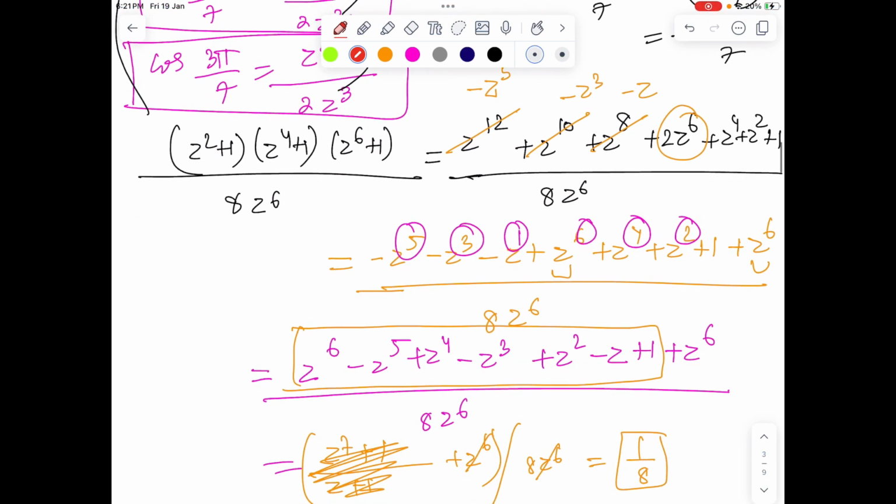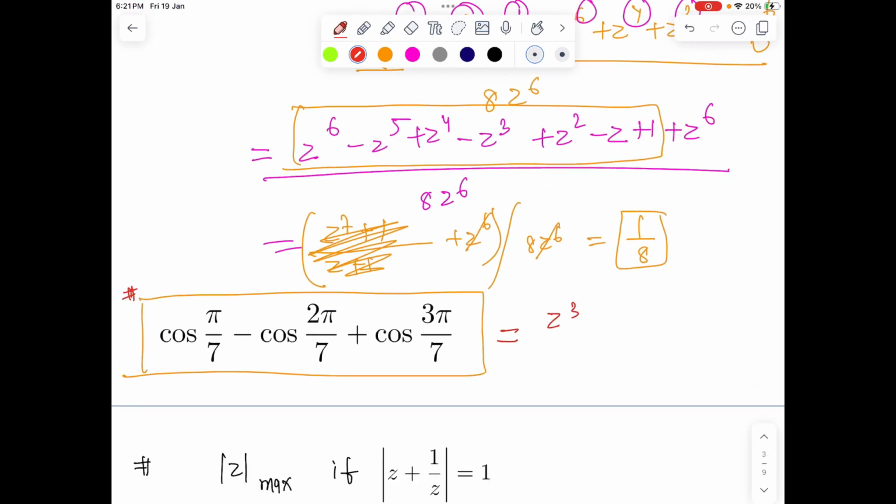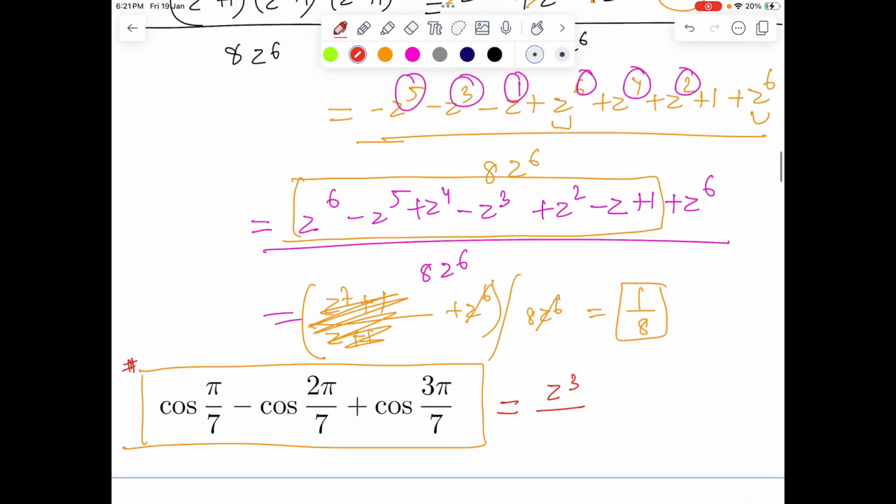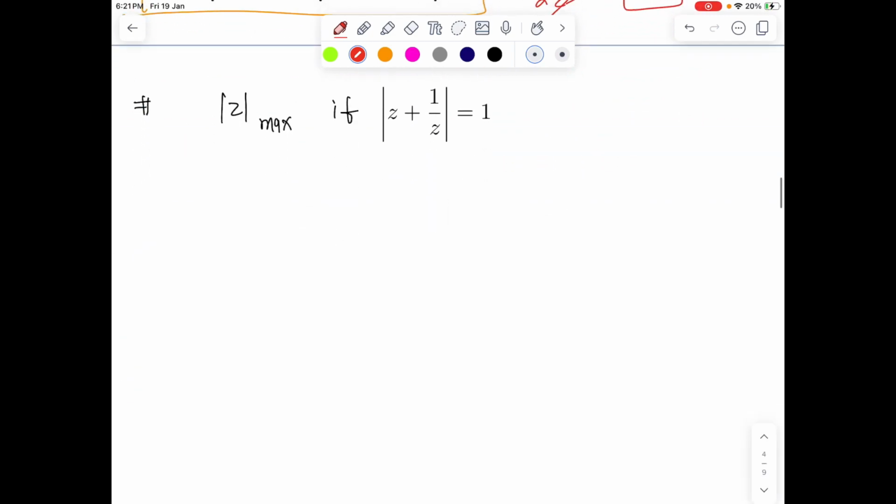Using complex numbers, similarly, you write cos(pi/7) as (z^2 + 1)/2z and do all the calculations. You'll get, very interestingly this time, z^3 by 2z^3, and things will get cancelled and you'll get half as the answer. You can check by yourself. So all of you can try this. It will be nice to apply those concepts. Let's move to the next problem.